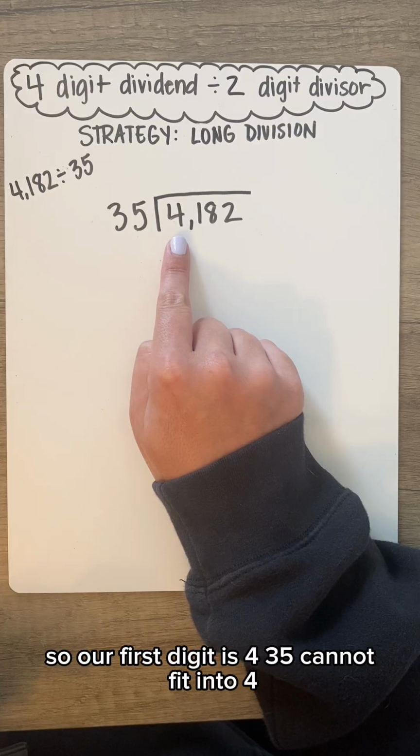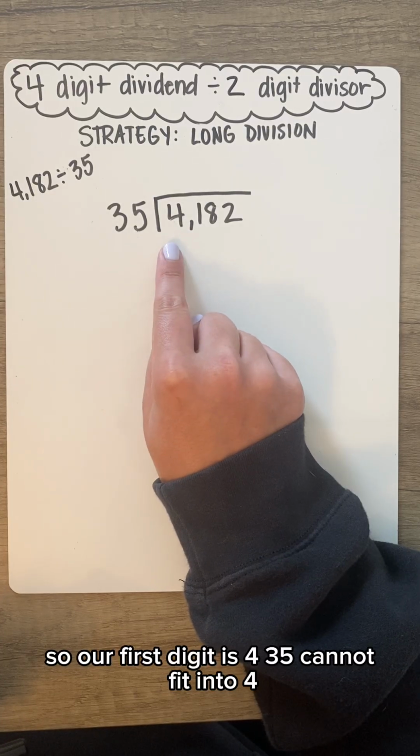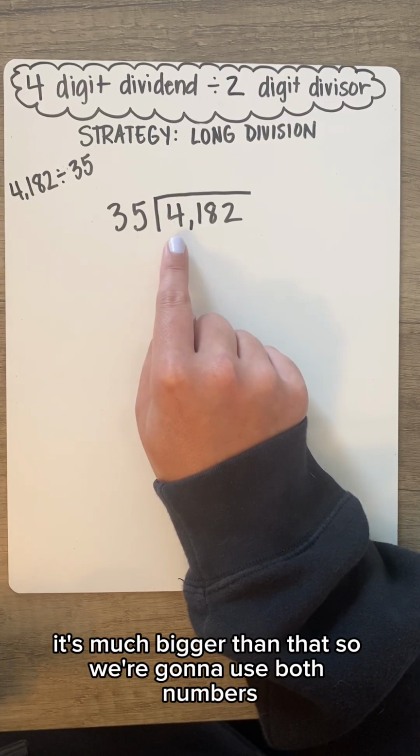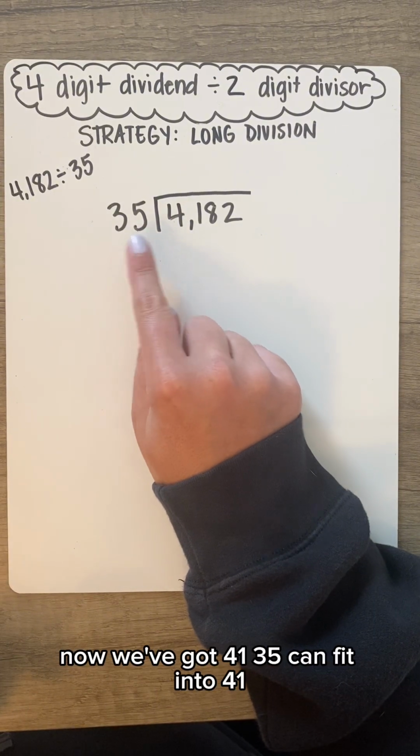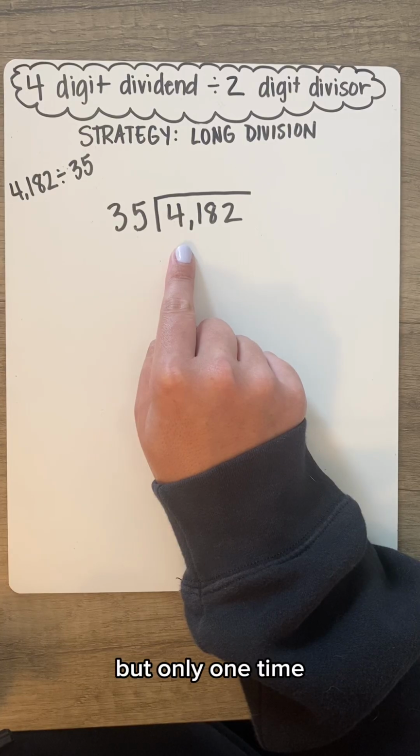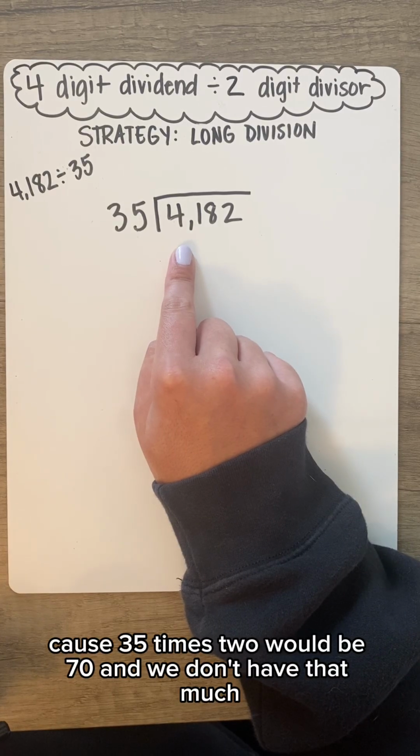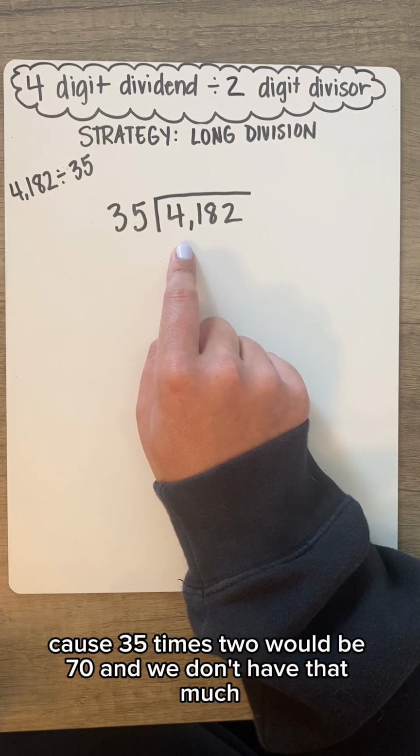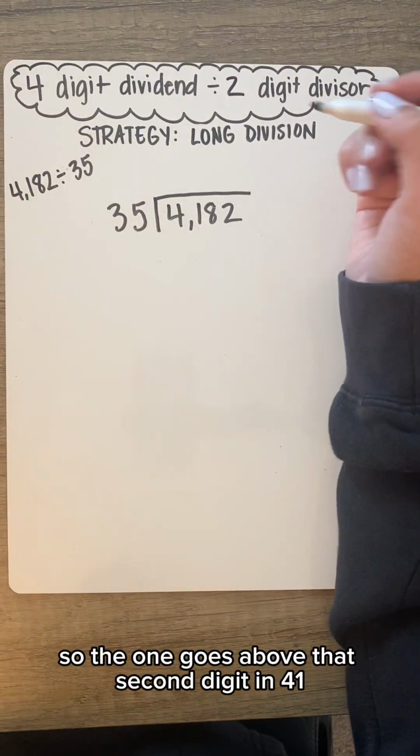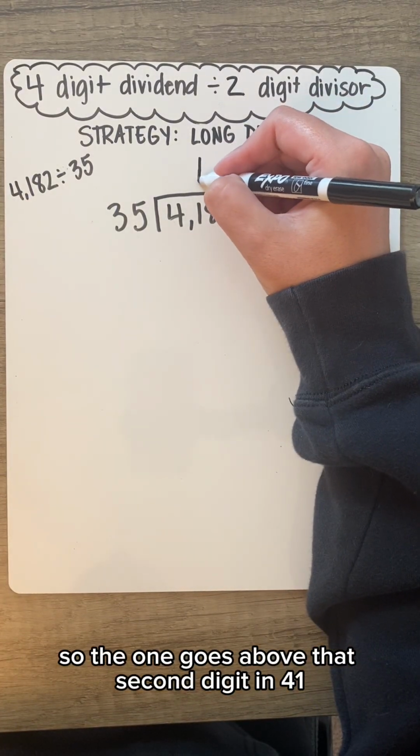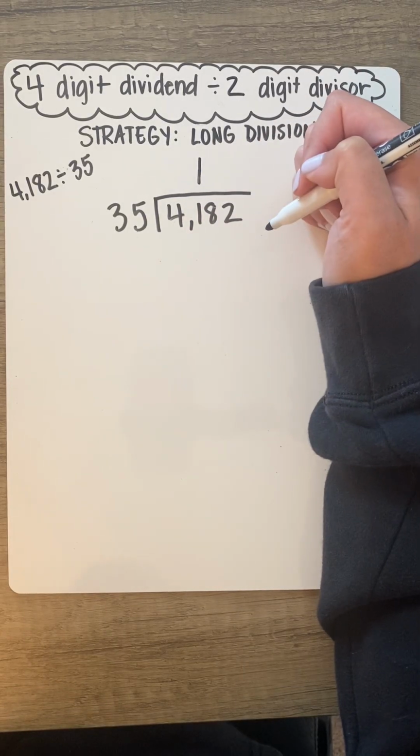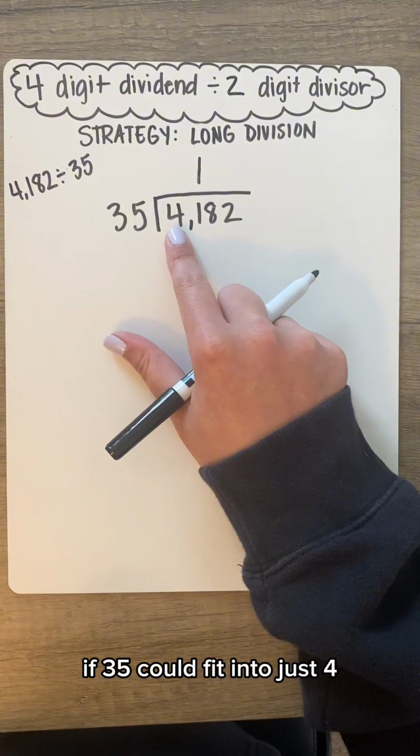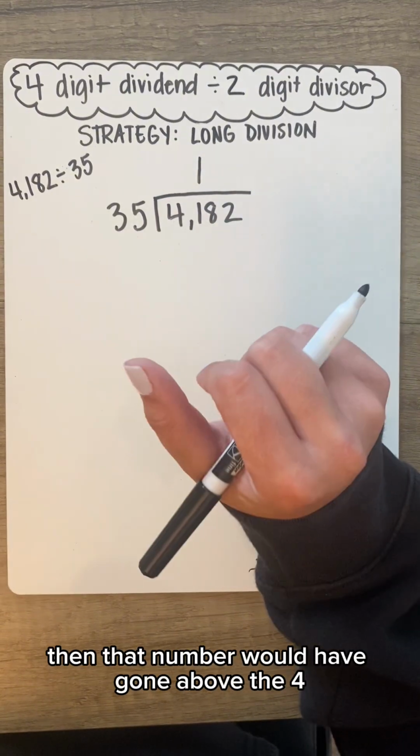So our first digit is 4. 35 cannot fit into 4. It's much bigger than that. So we're going to use both numbers. Now we've got 41. 35 can fit into 41, but only one time, because 35 times 2 would be 70, and we don't have that much. So the 1 goes above that second digit in 41 since we used both digits. If 35 could fit into just 4, then that number would have gone above the 4.